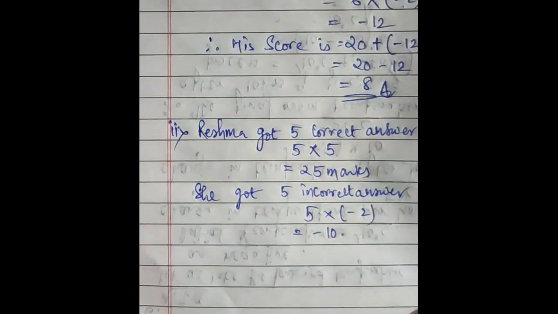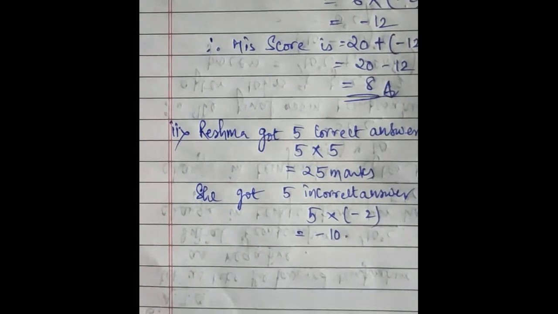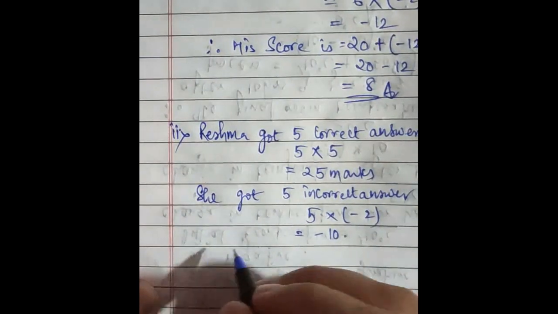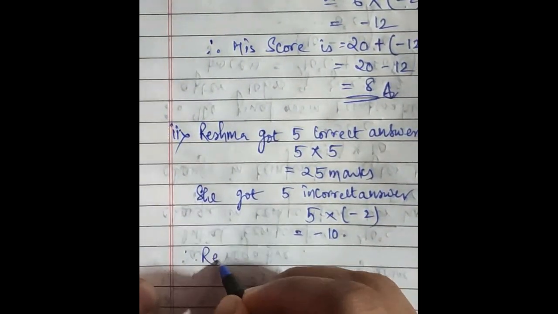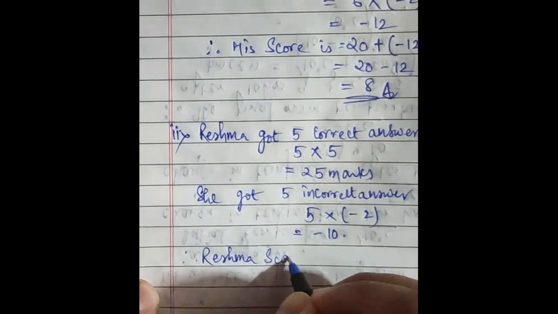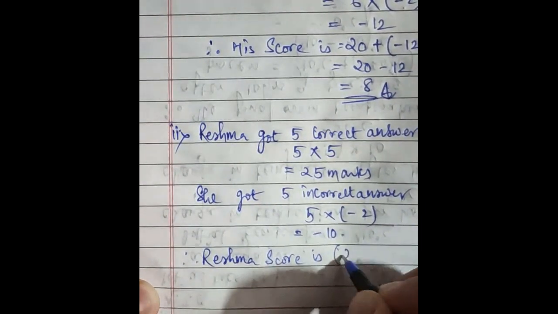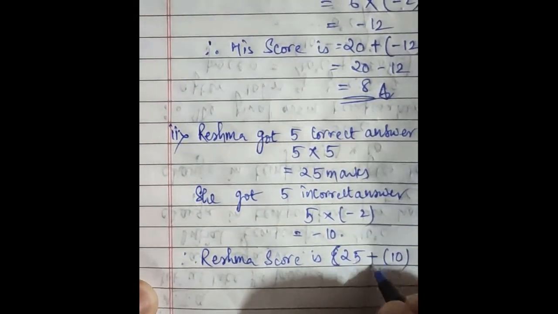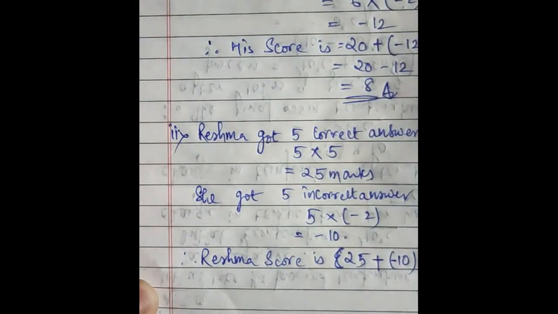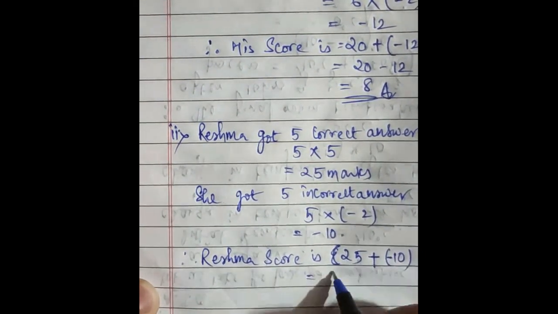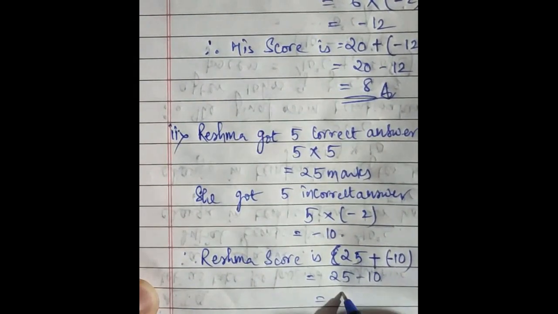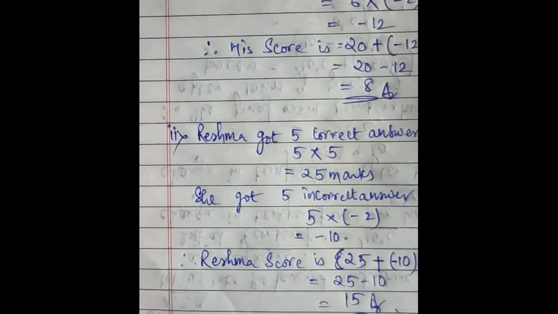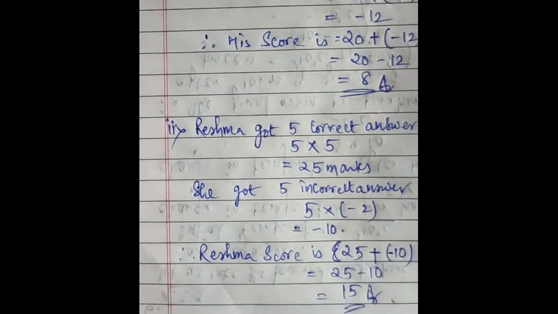So what you have to find is her score, in a similar way to what we have done for Mohan. So Resma's score is, not to put this bracket, it's 25 minus 10. Sorry, plus minus 10. We are calculating the total. So 25 minus 10 is equal to how much? 15. So better marks than your Mohan, right? Resma, your answer is 15.